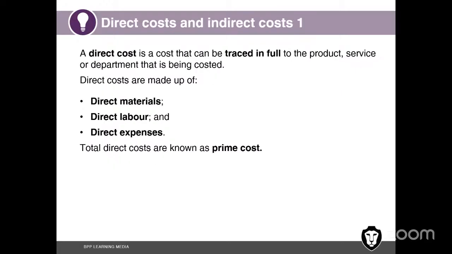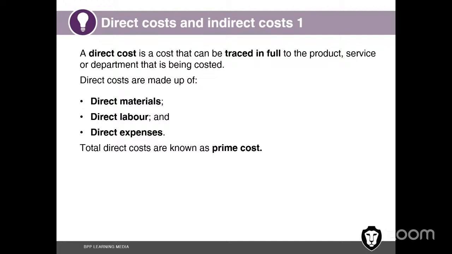The different types of costs we have are direct costs and indirect costs. A direct cost is a cost you can trace to the product or the service or the department that it is being costed to. So in making bread, you can trace the flour to the bread. You can trace the baking powder to the bread. So you can trace specific items to the bread itself. That's direct material. Direct labor is the time it takes to make the bread. Then any other direct expenses related, such as the bags for the bread, anything that is directly related.